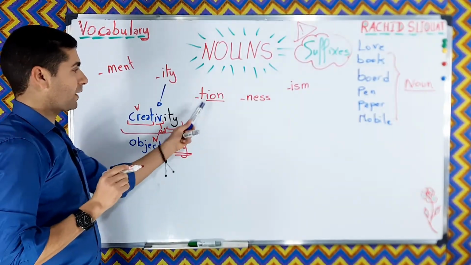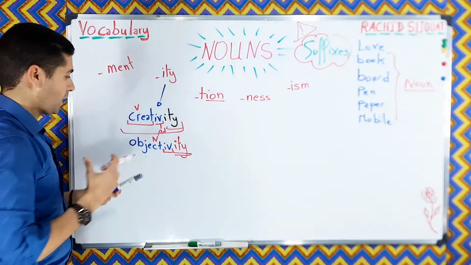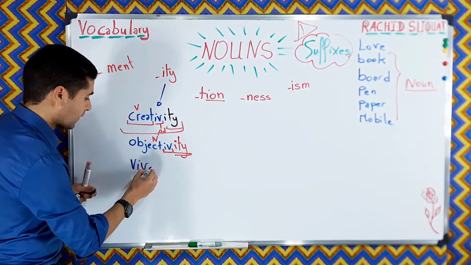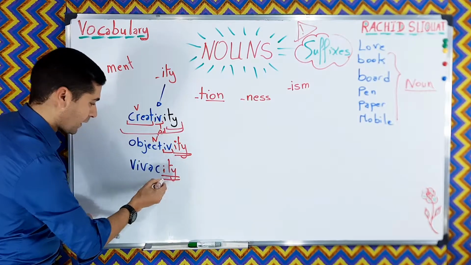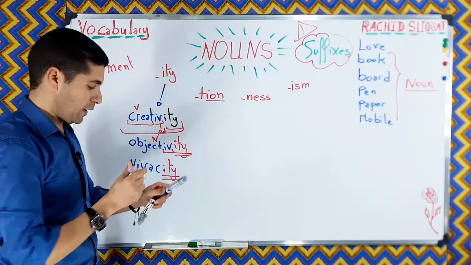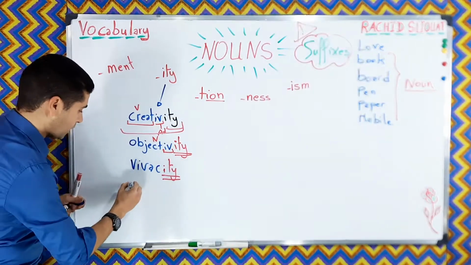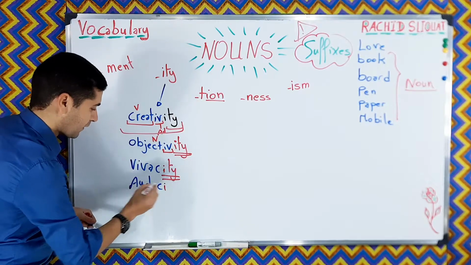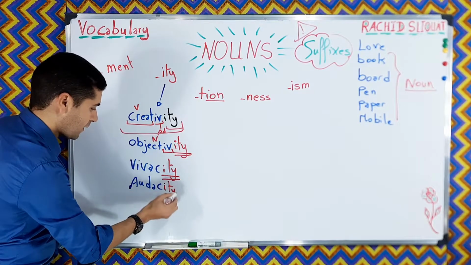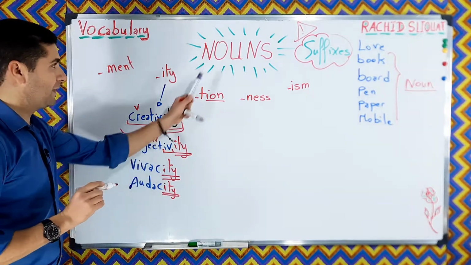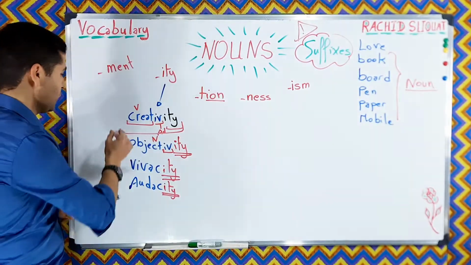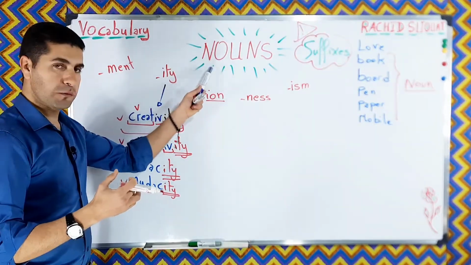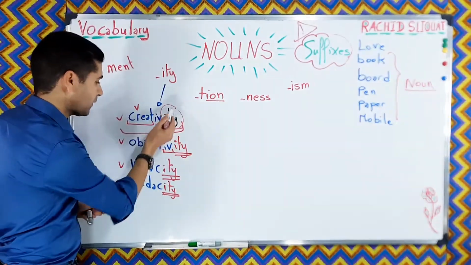So this is the suffix, and we can use it. We can also talk about vivacity, with the same suffix, so this one is a noun. Audacity, for example: audacious is the adjective, and audacity is a noun. These are only some examples of nouns with the suffix ety, okay?